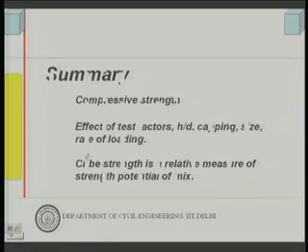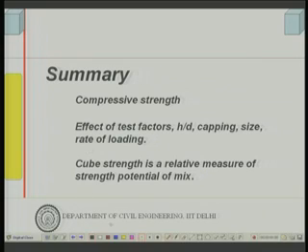Now, a few issues become important. The compressive strength: we have discussed what the factors are and how we measure the compressive strength. Now, we have seen that we can measure it on a specimen, and again let me reiterate, which I have stated earlier also, that this measured strength is quite different from the strength in the structure.